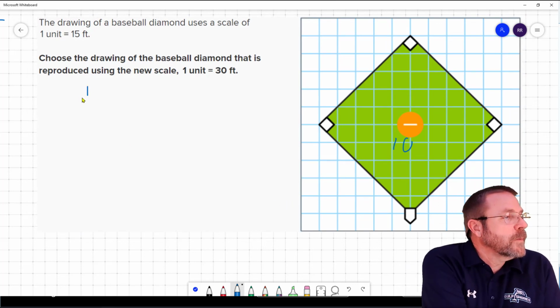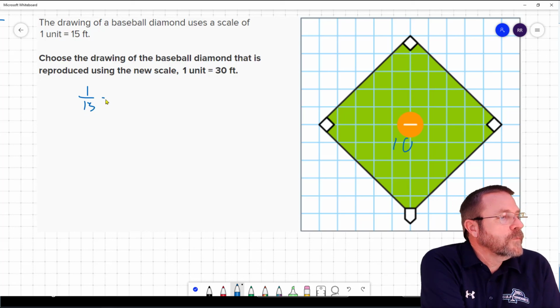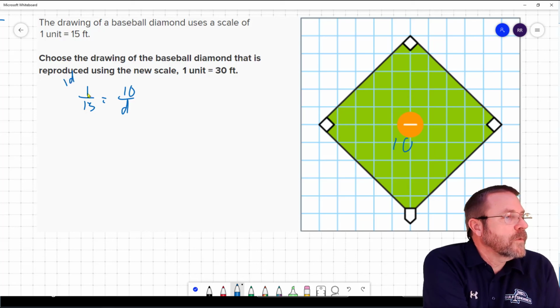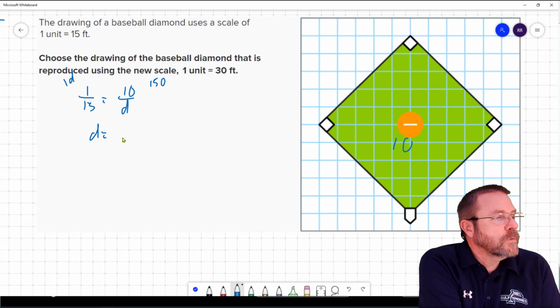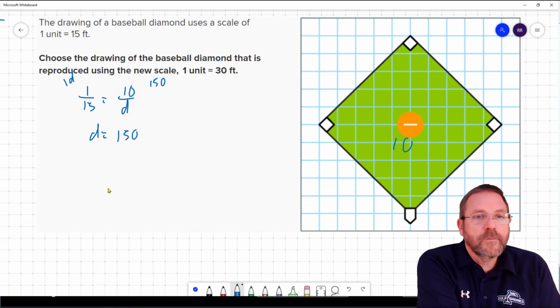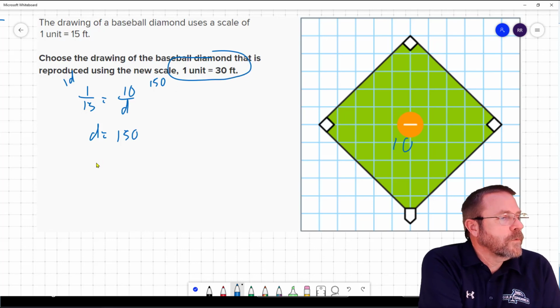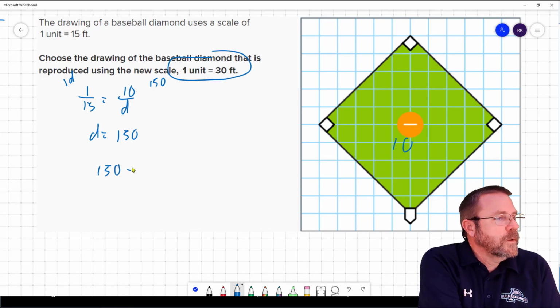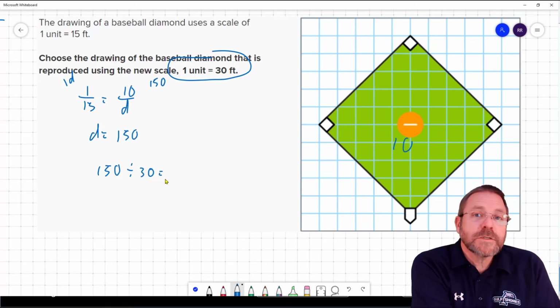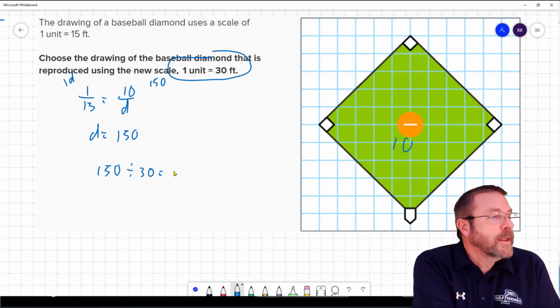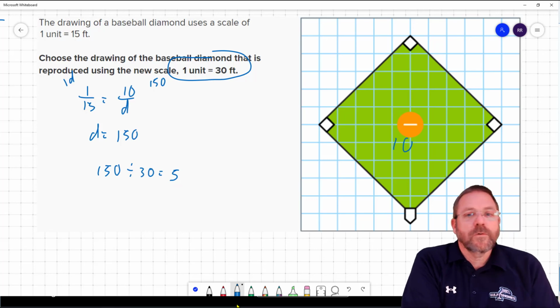Then I'm going to set up my proportion. 1 is to 15, as 10 is to some unknown number. Do our cross products, that gives me 1D and 150. Set them equal to each other. D is equal to 150. Now we're going to take that and divide it by the 30. So 150 divided by 30 means that our new scale drawing is actually going to be smaller than the old one. It's only going to be 5 units across.